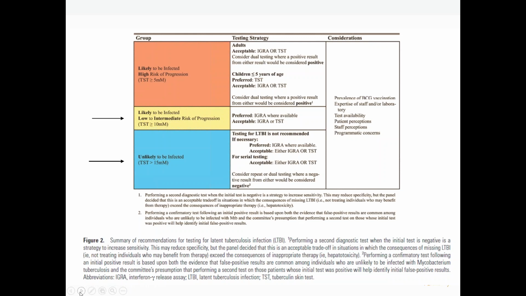So anyway, here you have this box. They basically prefer the IGRA in all these situations except for the top, where it probably doesn't matter because they're really going to probably be positive on either one. But I think in general, most of us have kind of swapped over to an IGRA. We're doing both in that kind of situation, if the person's immunosuppressed, for example, and you feel like you can't trust either test.